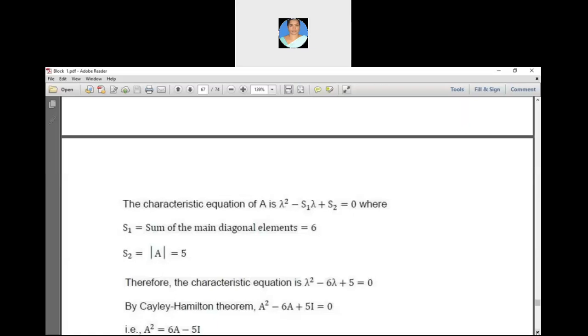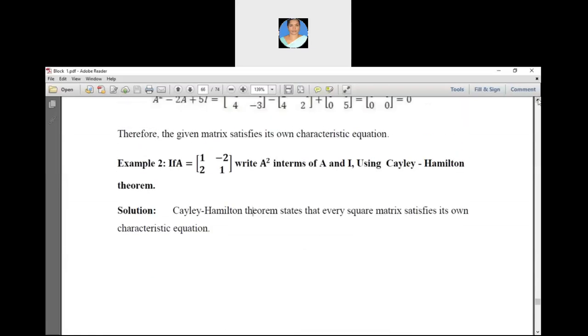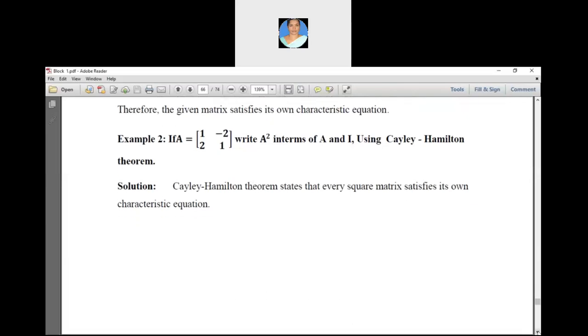Our A matrix is 1, minus 2, 2, 1. Now you simplify, we get A square. Then again you simplify, substitute A square, A and I. Already we know that I is the identity matrix 1, 0, 0, 1. A square equal to, we get the result. Next one is inverse of a matrix using Cayley-Hamilton theorem.